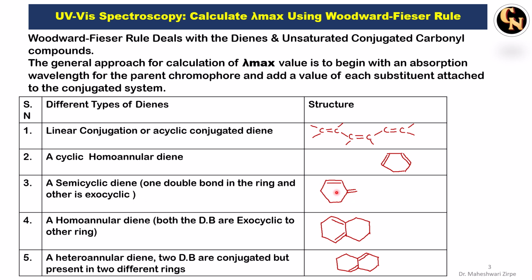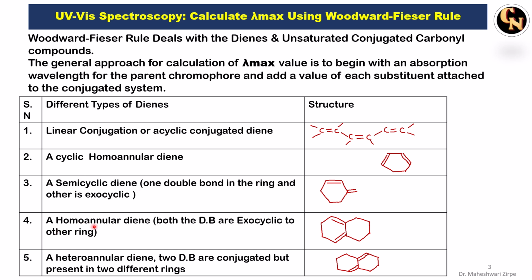So if the diene, you can see here, double bond, then single bond and again double bond, but one double bond is in the ring and the other double bond is outside the ring, and they are in conjugation. Such a type of ring we will call semi-cyclic diene.